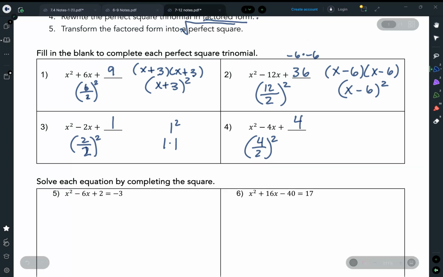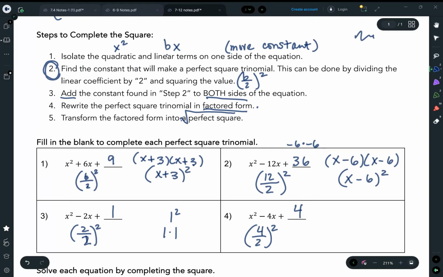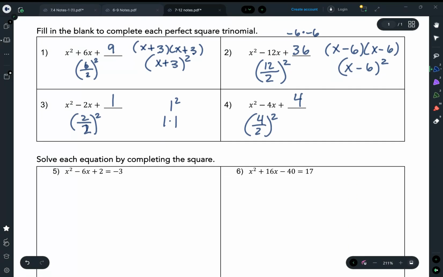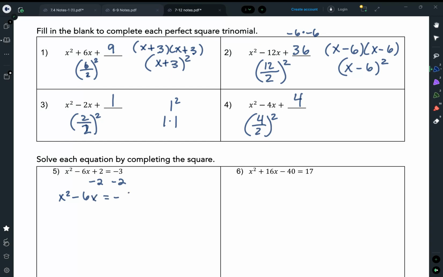This is going to be, like we said, in order to solve by completing the square. First we wanted to get the quadratic and linear terms on one side, possibly moving the constant. So the constant is the number 2. I want to subtract 2 on both sides. Now I have x squared minus 6x equals negative 5. So my quadratic and linear terms are on the left, and my constant is on the right.